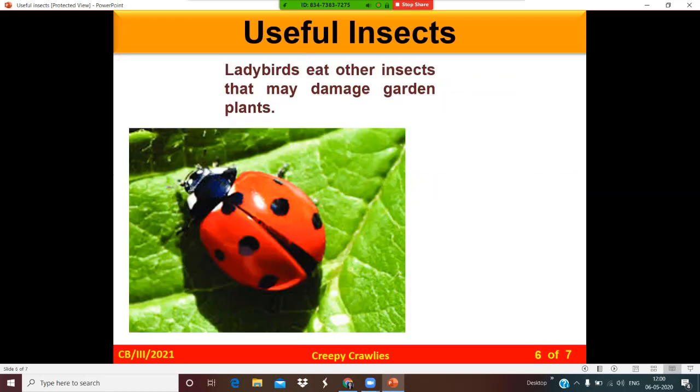Now, ladybugs, you must have seen this. We have done many drawings also in grade 1 and 2. Yeah, ladybirds eat other insects. Some insects may damage garden plants, right? There are some other insects also which are damaging your garden plants. So these ladybirds are eating these insects.